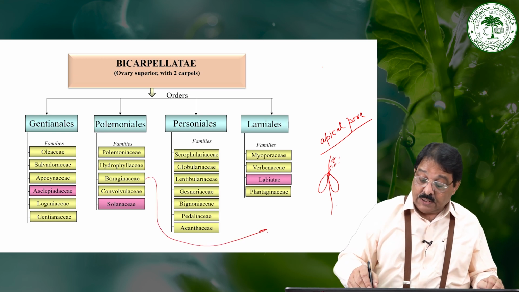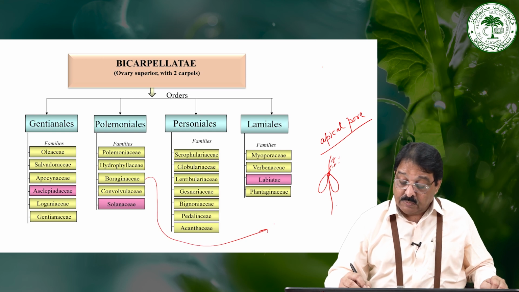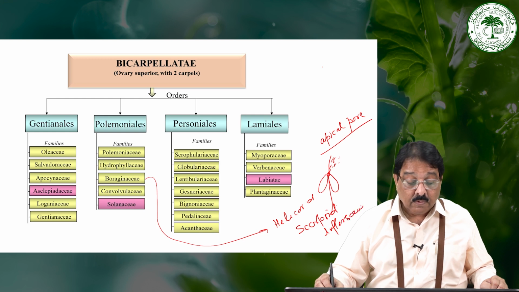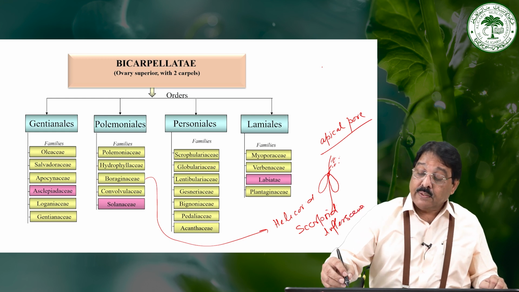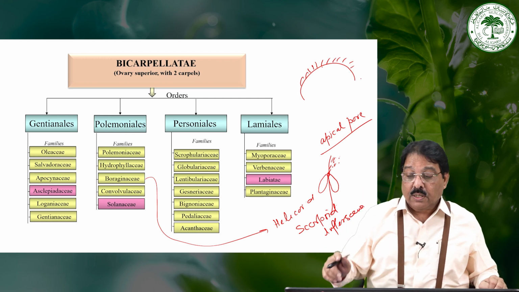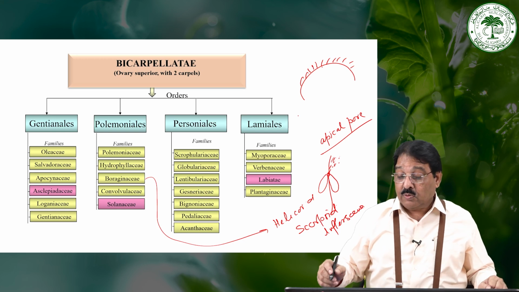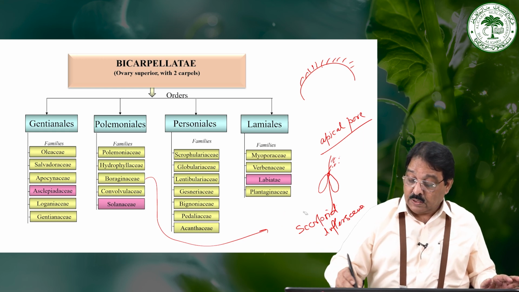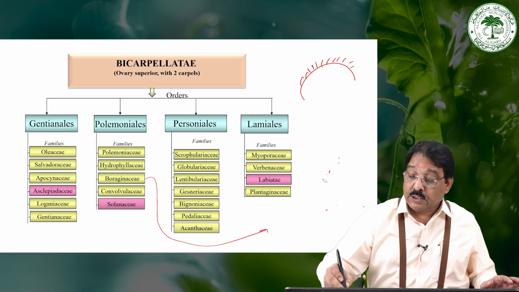In case of the Boraginaceae, mostly having the helicoid or scorpioid inflorescence. Helicoid, what is it? In helicoid, generally the flowers appear only in one direction and a helical structure is formed. So in Boraginaceae, mostly the helicoid inflorescence is formed. On the basis of the helicoid or scorpioid inflorescence, we can identify the Boraginaceae.